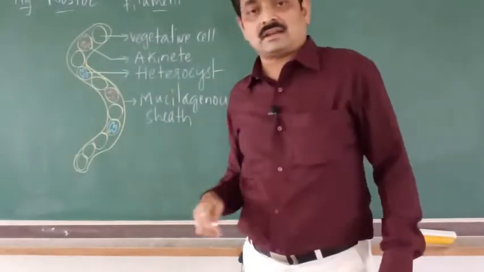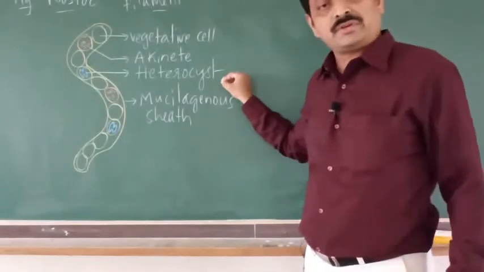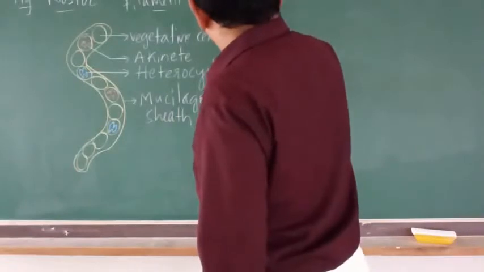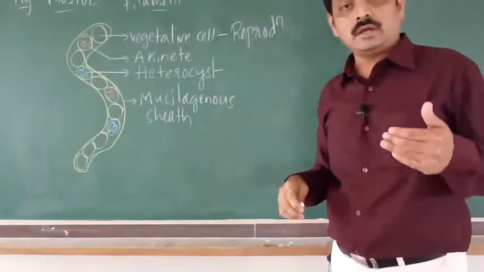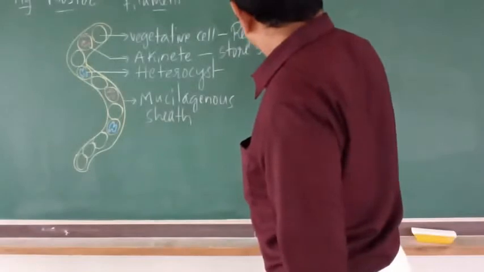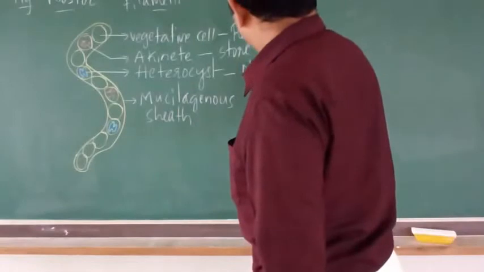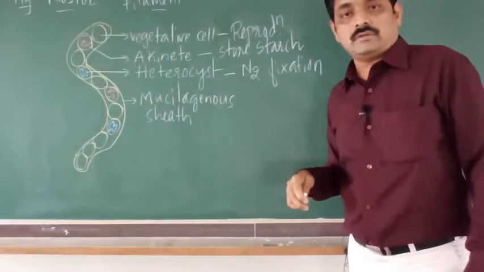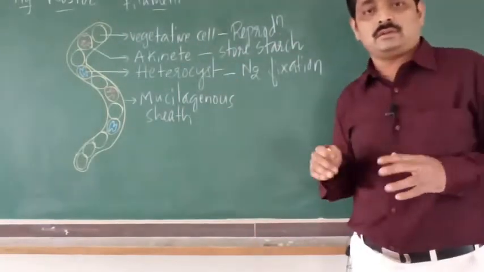Now here these cells are classified into three types: vegetative cells, akinetes and heterocysts. Vegetative cells are mainly involved in reproduction. Akinetes store food materials, mainly starch. Heterocysts are involved in nitrogen fixation. So those are the functions of different cells that you find in Nostoc.